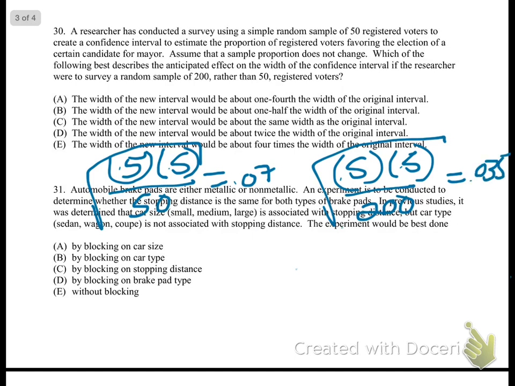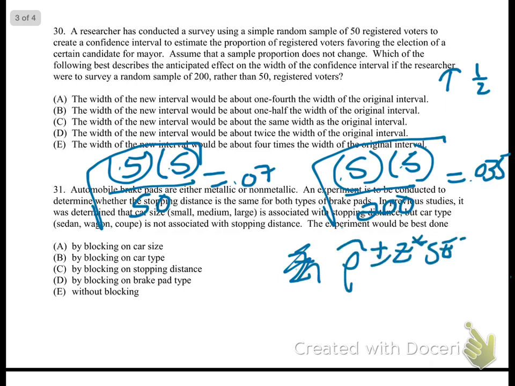And what do you notice here? That when n increased from 50 to 200, what happened to my square root? It halved, right? It halved. And remember, the formula is going to be p hat plus or minus z times your standard error of p hat, which is this guy right here. So it's going to half, so the answer is B. Okay, so I'm going to erase all this before I start the next problem.